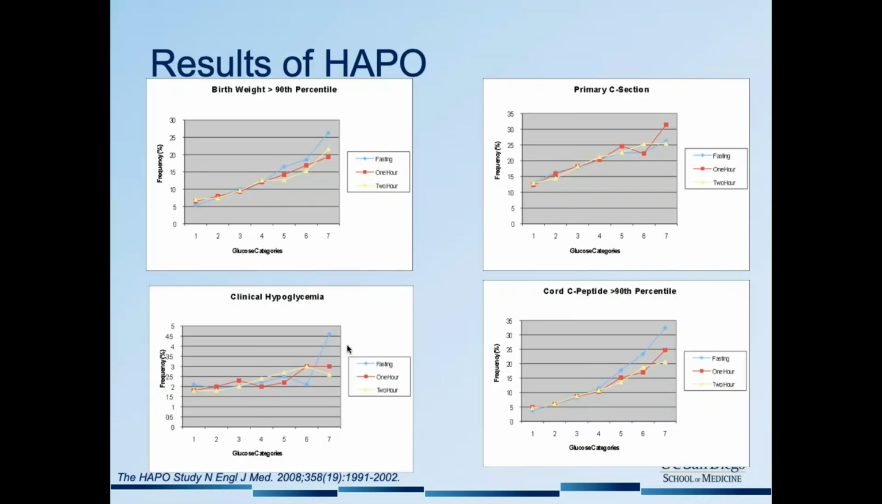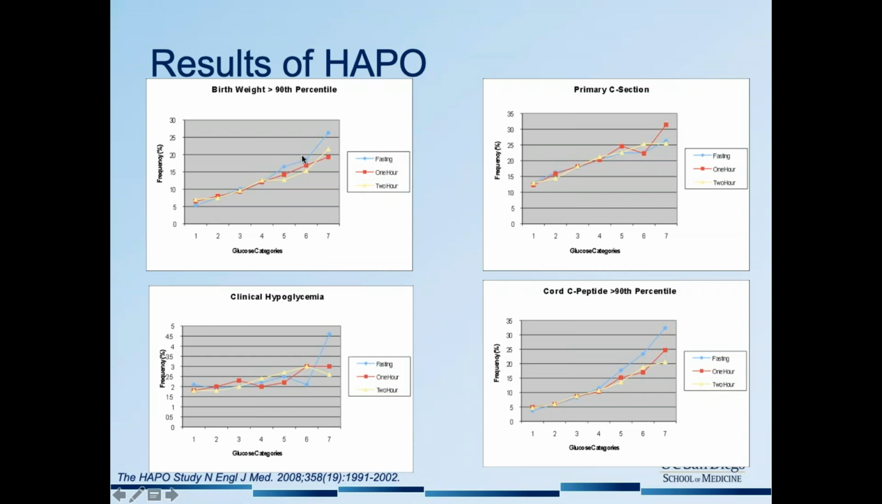What they found was a continuing relationship between maternal hyperglycemia and the primary outcomes. I'm just going to walk you through some of these charts. This is birth weight at greater than 90th percentile for the neonate. On the y-axis is the percentage, and across the x-axis are glucose categories, because you can imagine there are a lot of different combinations between the fasting, 1-hour and 2-hour values. So they classified them by worsening glucose values, with 7 being the worst, and then broke it down by fasting, 1-hour and 2-hour values.